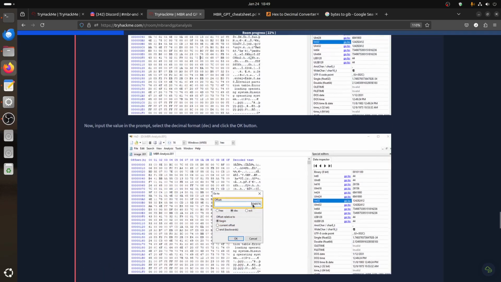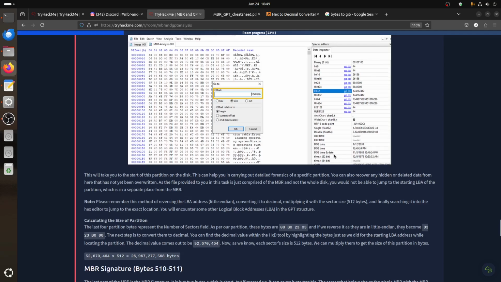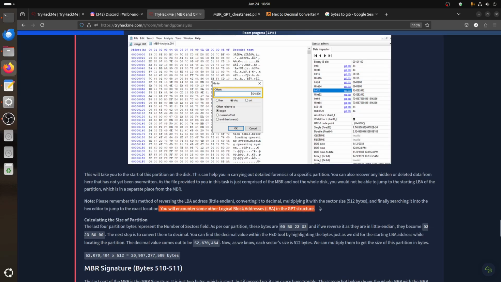So basically you search and then you get the start of your partition. This will take us to the start of the partition on the disk. This can help you carry out detailed forensics on a specific partition. The primary method is reversing the LBA address, little endian, converting to decimal, multiplying by the sector size, and finally searching it in the hex editor to jump to the exact location. You will encounter some other logical blocks. Okay, let's leave it there.